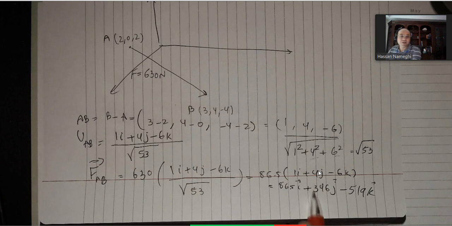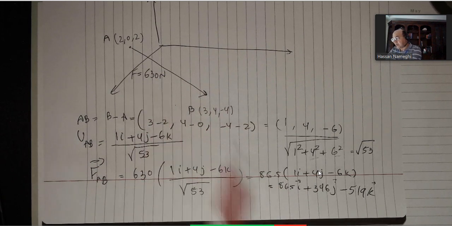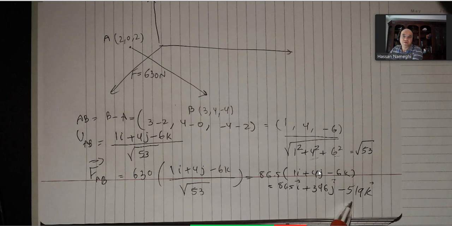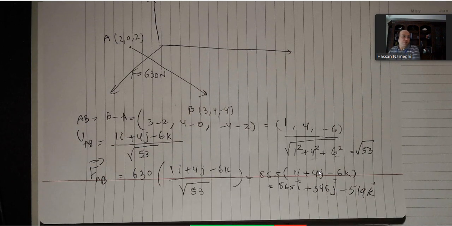Here you go. We converted this force of 630, which has this component on X, this component on Y, and this component on the K. So X, Y, Z. We found the three components of it.